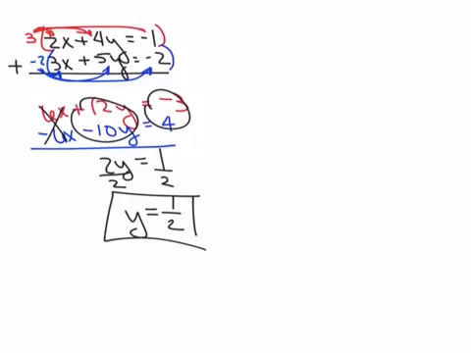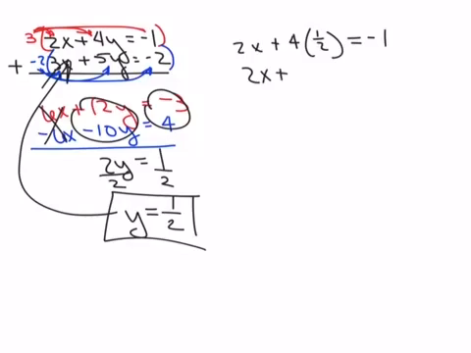Okay, so I did get an answer. It was 1/2. It wasn't a real fun answer, but I did get it. Now all I have to do is take that 1/2 and plug it into one of these original equations. So let's do that. 2x plus 4 times 1/2 equals negative 1.